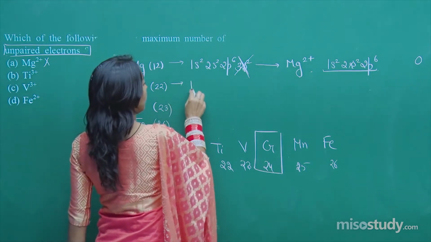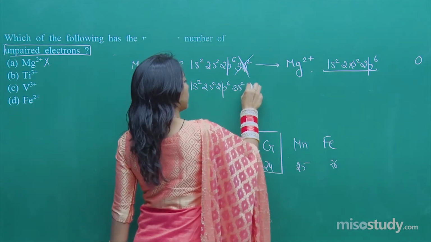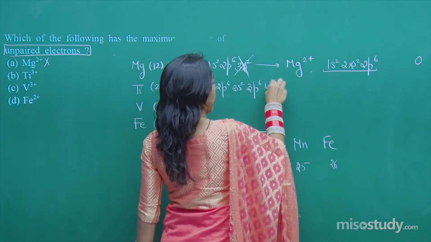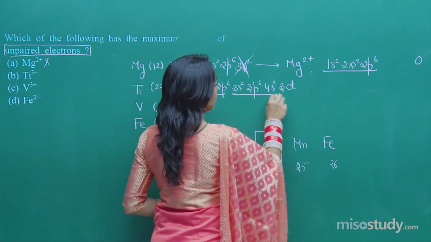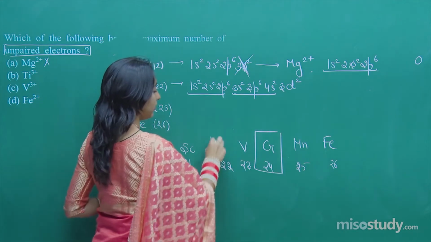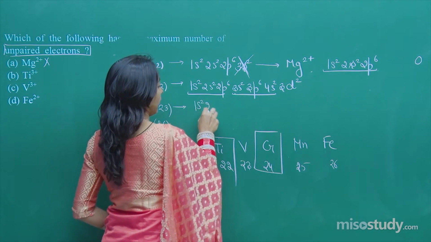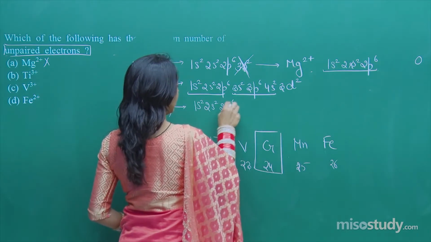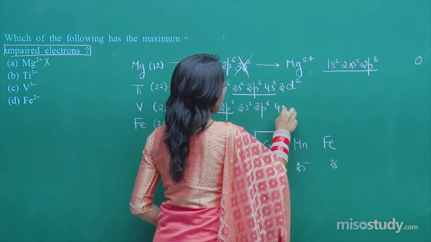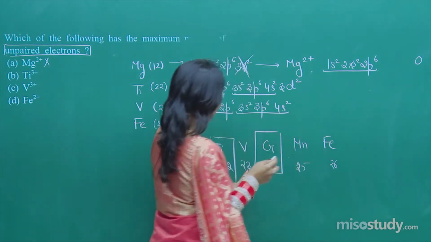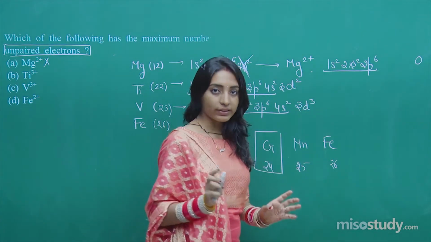Let's first write down 1s2, 2s2, 2p6, 3s2, 3p6, 4s2, 3d. Now see, this is 10, this is 20, and 3d2 because titanium is 22. Done? Now moving on to vanadium, 1s2, 2s2, 2p6, then we have 3s2, 3p6, 4s2. And since vanadium is 23, so 3d3. Okay, this is also okay.